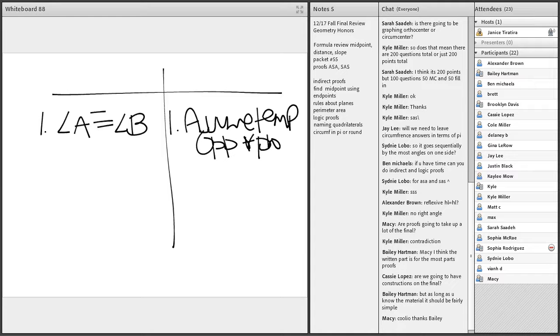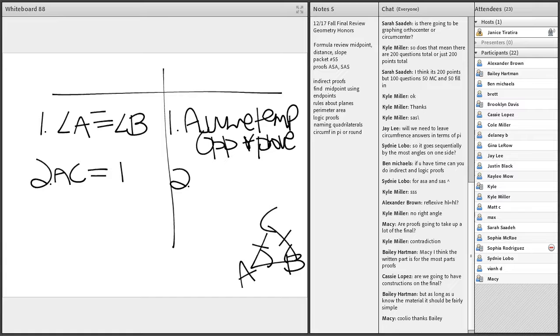This is if you wanted to do it in a 2-column, but most likely it'll be the sentence structure that I did. Then I'll say, I need a picture. So always draw a picture. Then I can say AC is equal to BC by converse of ITT. Same exact thing, just doing it in 2-column.